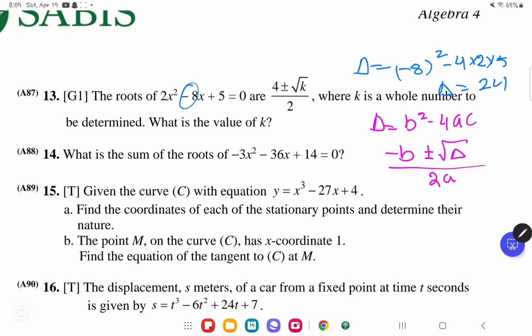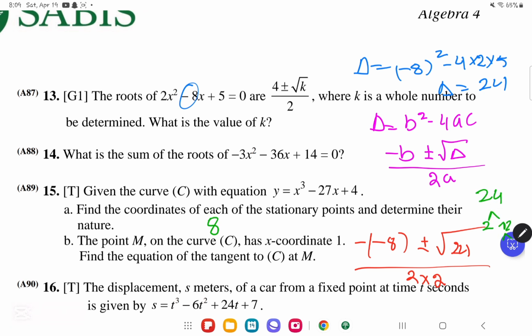Now, to find the value of the roots, it's gonna be minus b, so it's minus 8, plus or minus radical discriminant, which is 24, over 2a, so 2 times 2, okay? So now look what's gonna happen. Minus 8 will become 8. Radical 24, what is 24? 24 is 2 times 12. 12 is 2 times 6. 6 is 2 times 3. Okay? So very simply, radical 24 is radical 2 times 2 times 2 times 3.